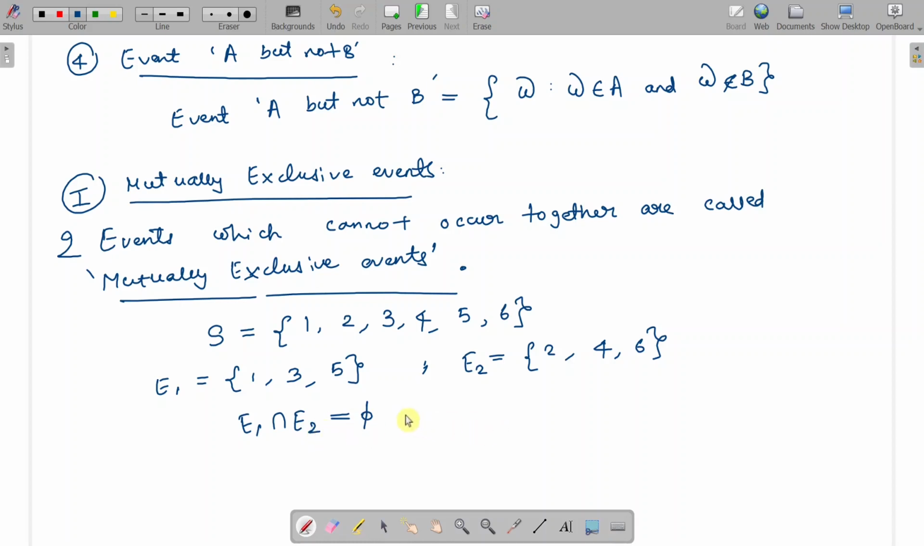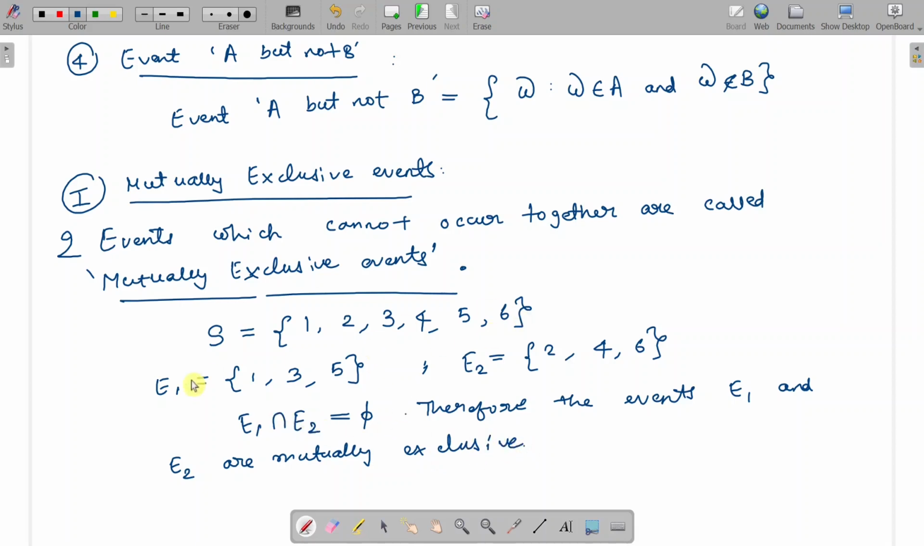Therefore the events E1 and E2 are mutually exclusive. Even if one element is common between E1 and E2, then the two events won't be mutually exclusive. So that means the intersection of both the events should be empty set. Then only they will be mutually exclusive.